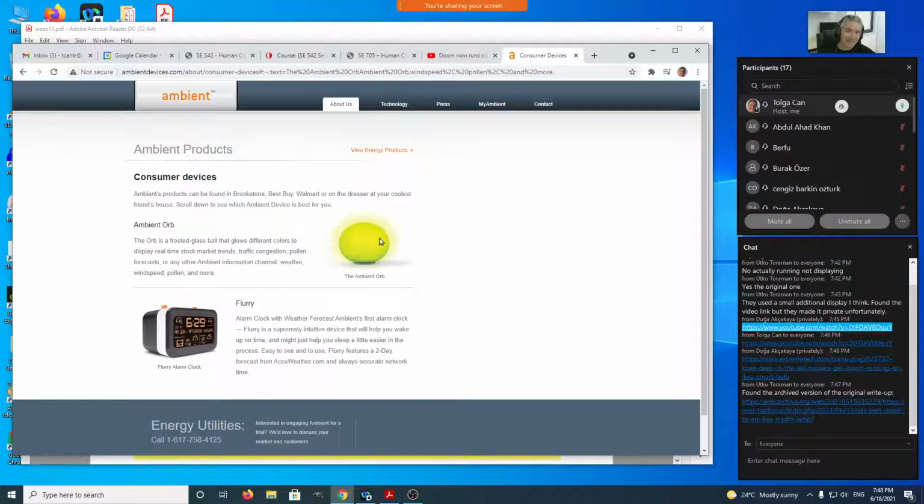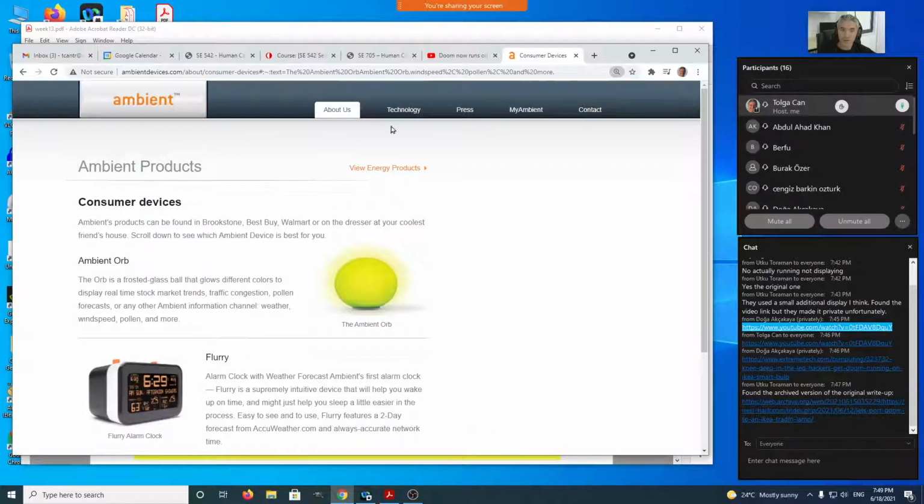Basically, it was an LED lamp which was connected to the internet and subscribed to certain real-time feeds, like the stock market. You can tie it to a stock market share, traffic congestion on the route from your home to your office, pollen forecasts if you have allergies, or any ambient information channel, weather, wind speed, and other things. Okay?